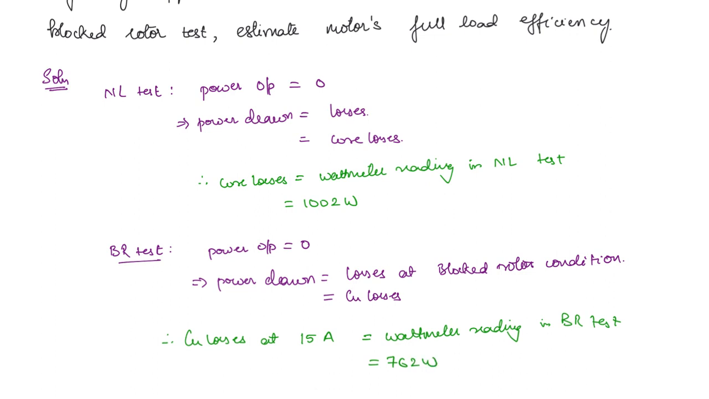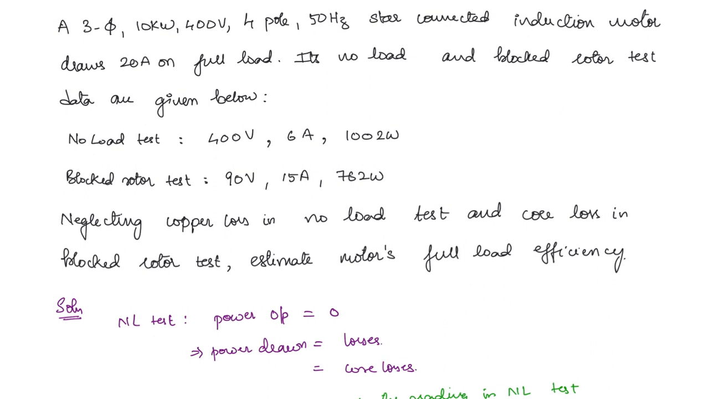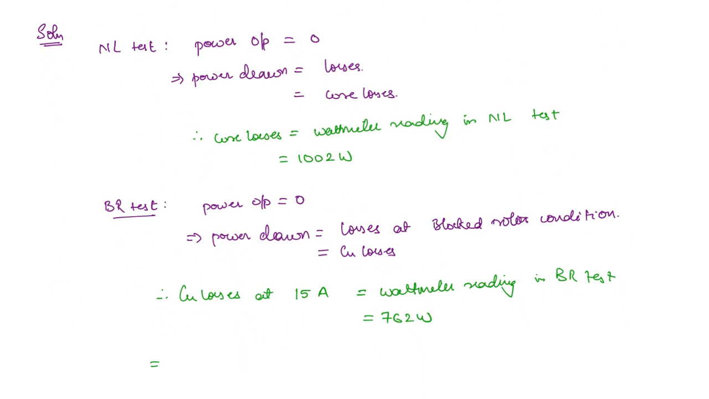762 watts. Okay. Now what is the question asked? We have to estimate the motor's full load efficiency. Now what is the full load current that is given here? In the question we have 20 amperes as the full load current, not 15 amperes. So we have to find out the copper losses at 20 amperes. Therefore, copper losses at 20 amperes is 20 by 15 whole square, because copper losses is dependent on the square of current, into 762 watts, because at 15 amperes it is 762.